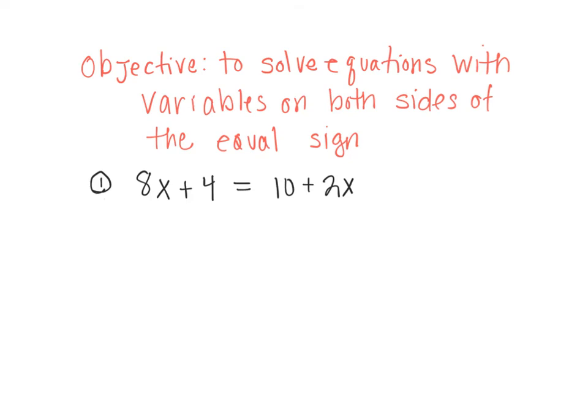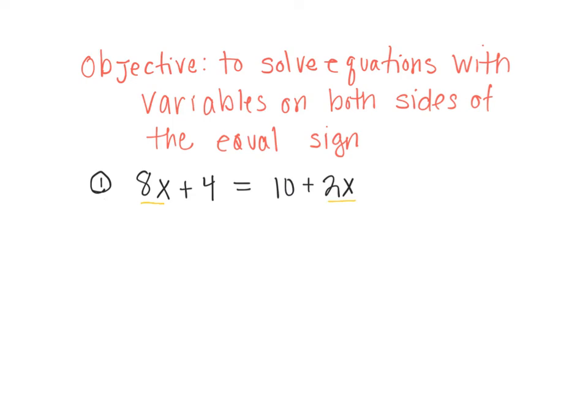In today's lesson, we're going to be solving equations with variables on both sides of the equal sign. So when we look at our first example here, we see that we have an 8x plus 4 on the left side equal to 10 plus 2x on the right side. So we have variables on both sides of the equal sign.